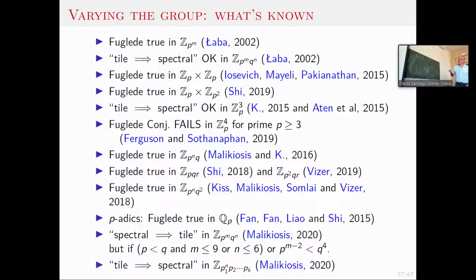Here's a case where it's false. So Z_p to the fourth, the conjecture fails, which is not unexpected. It also fails in Z_p^4 cross Z_p^4. And then people have been trying to put more and more primes into higher and higher powers. I don't think I'm going to give any more detail about this.